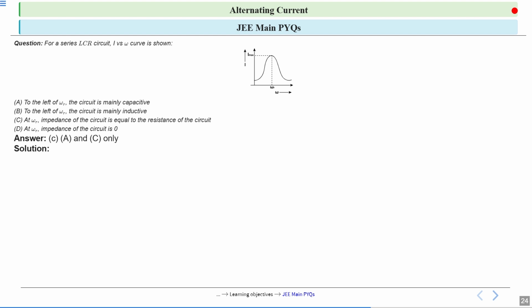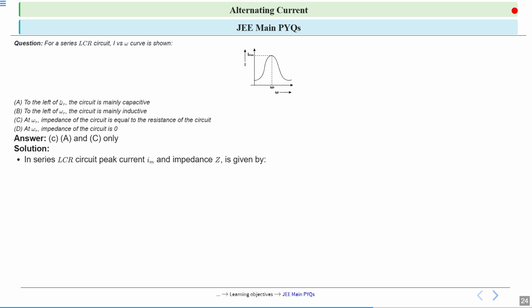So let's see the solution. C option is correct, statement A and C only. So these two statements are correct. You can see the graph. This is the graph for resonance. This omega R is the resonant frequency at which current is maximum in the circuit. And when current is maximum, impedance is equal to the resistance of the circuit. And XC is equal to XL. So this C statement is correct: at omega R, impedance of the circuit is equal to the resistance of the circuit.